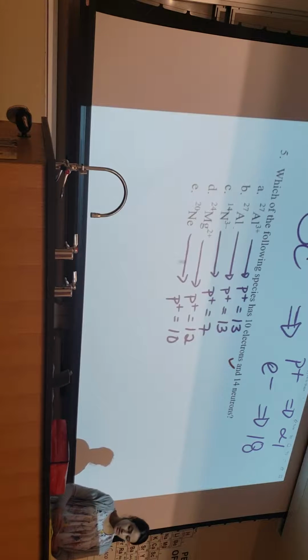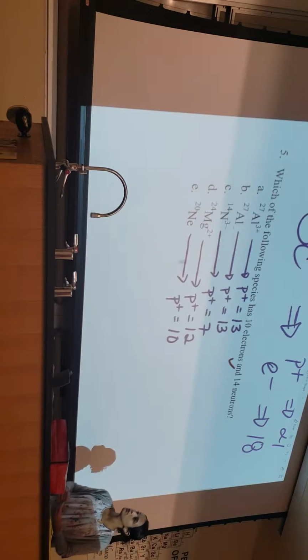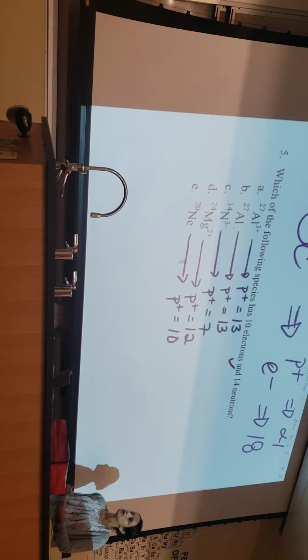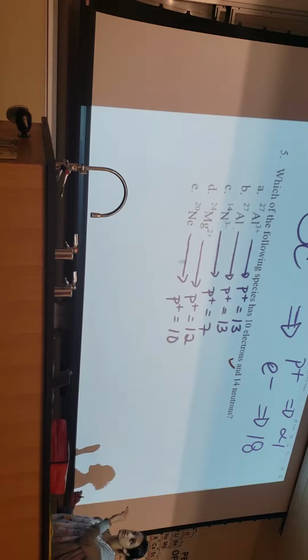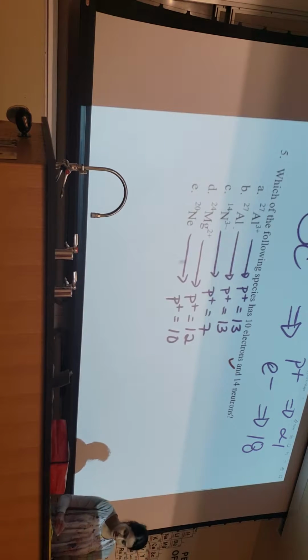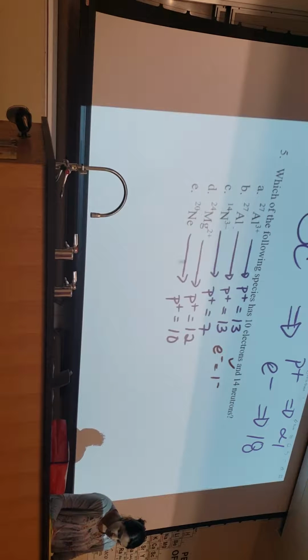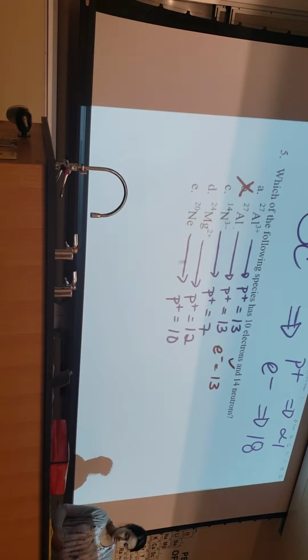What is wrong with B? There's nothing wrong with it, but what is it missing? It's not missing any electrons. Yeah, so that's an atom instead of an ion. So because of that here, the electrons will be the same. So this one's not going to work.